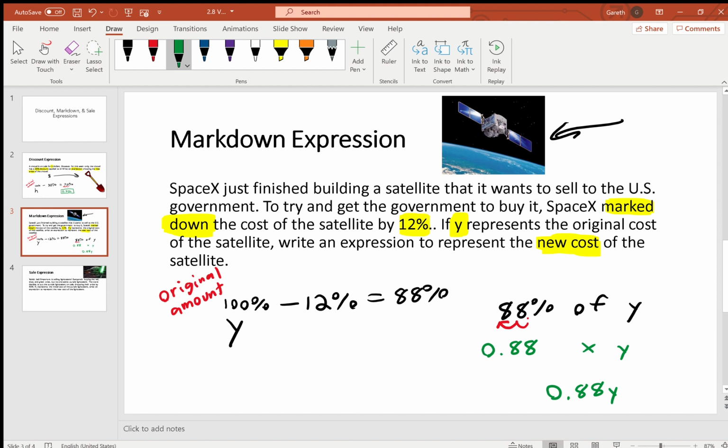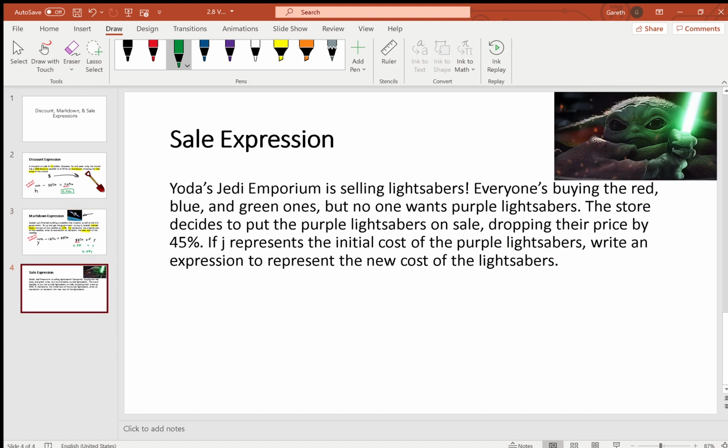Now, let's do one more. Let's go to a sale expression. Yoda's Jedi Emporium is selling lightsabers. Everyone's buying the red, blue, and green ones, but nobody wants the purple lightsabers for some reason. The store decides to put the purple lightsabers on sale. So our keyword here is sale, where they're dropping the price by a whopping 45%. So the price is going down. When something's on sale, you pay less for it. Dropping the price by 45%.